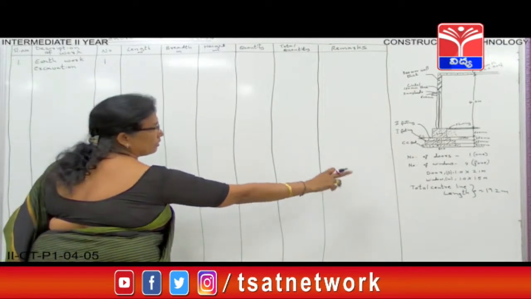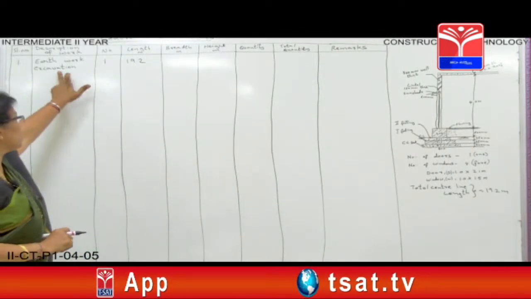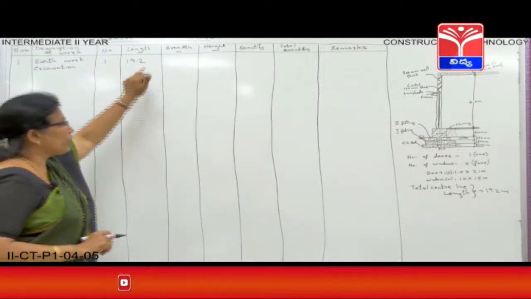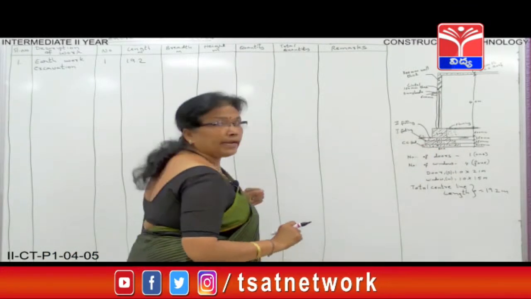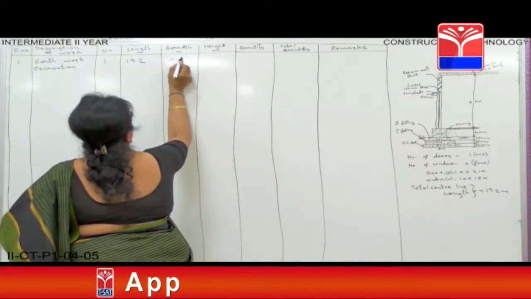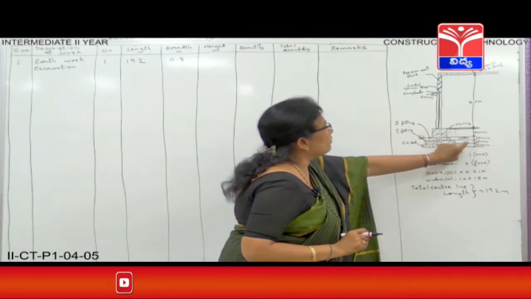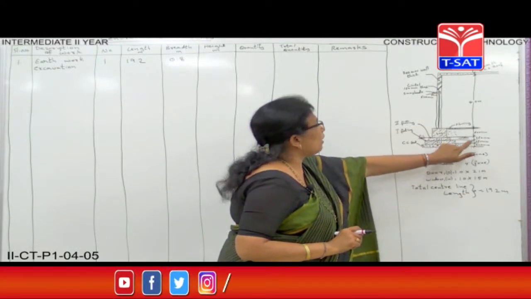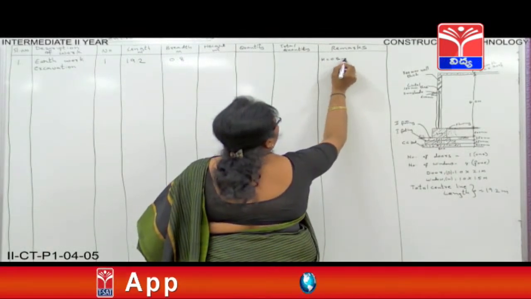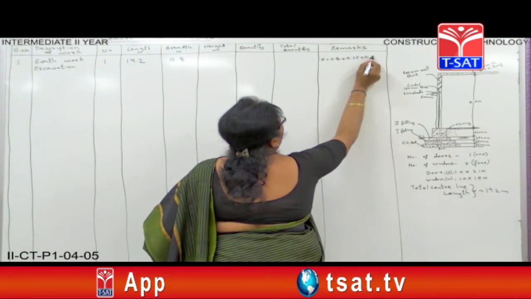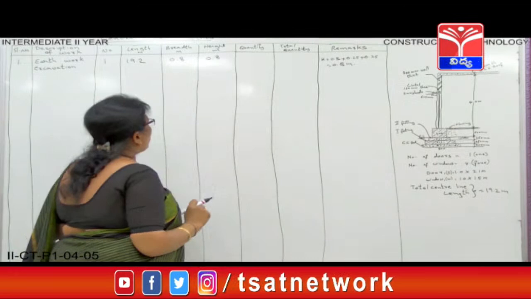So the length of the line is how much? 19.2. The first item is earthwork excavation for foundation. Number is 1, length is 19.2, and the breadth you have to take from the section, that is 800 mm. When you convert that to meters, it is 0.8 meters. And for the height, below the ground level you have to excavate the earth, so you have to add these three, that is, height is equal to 0.3 plus 0.25 plus 0.25. It is again 0.8 meters. So in the height column, you have to write 0.8.